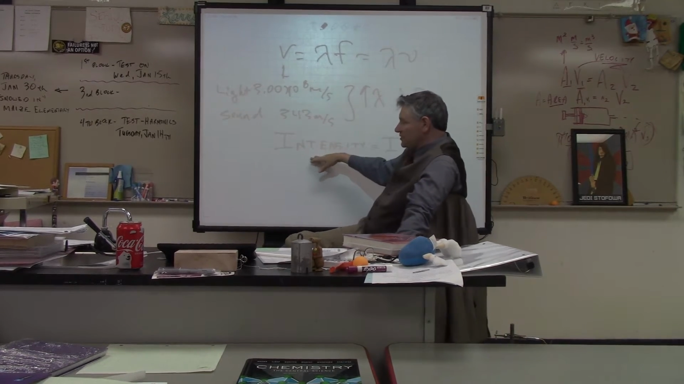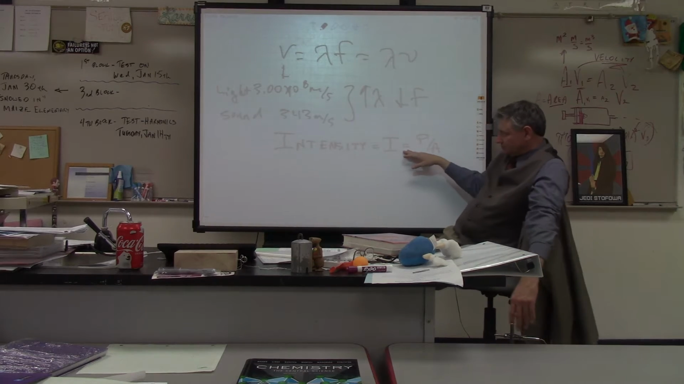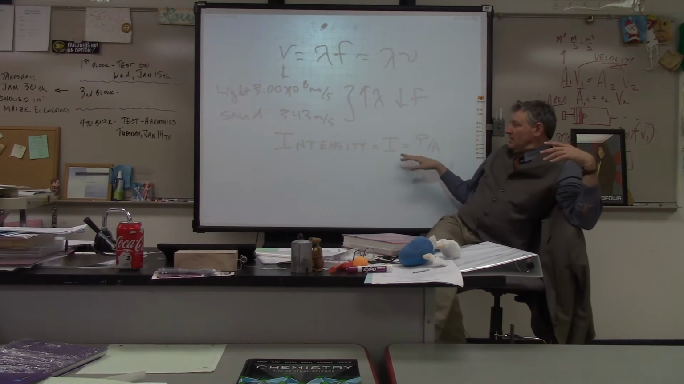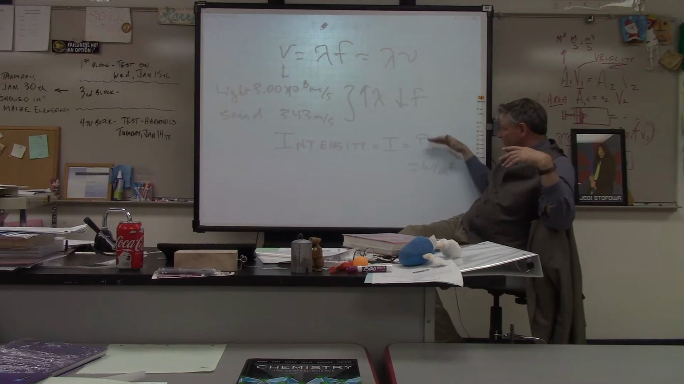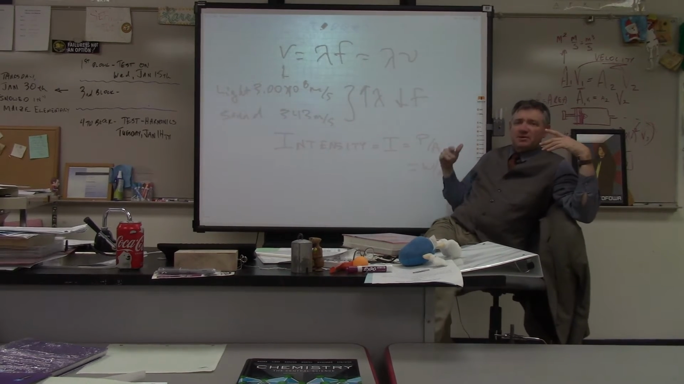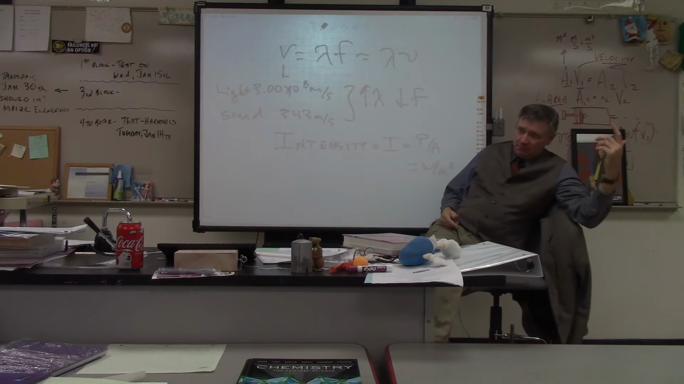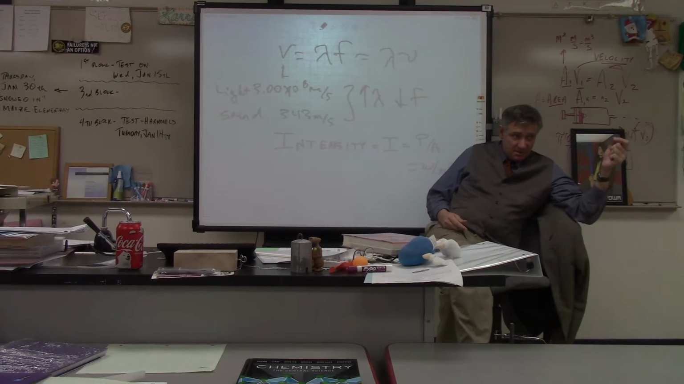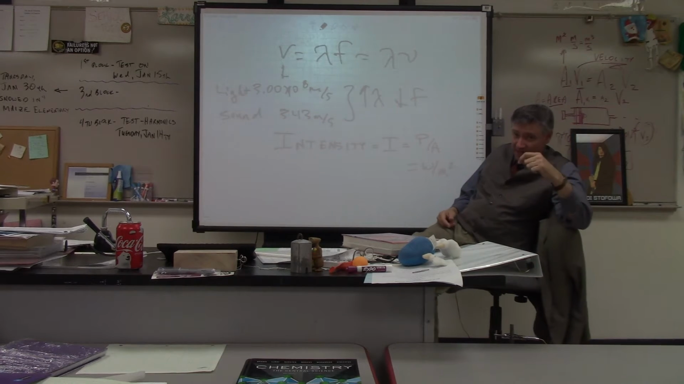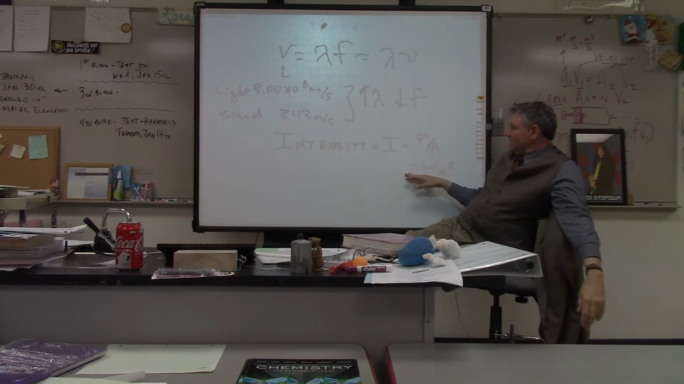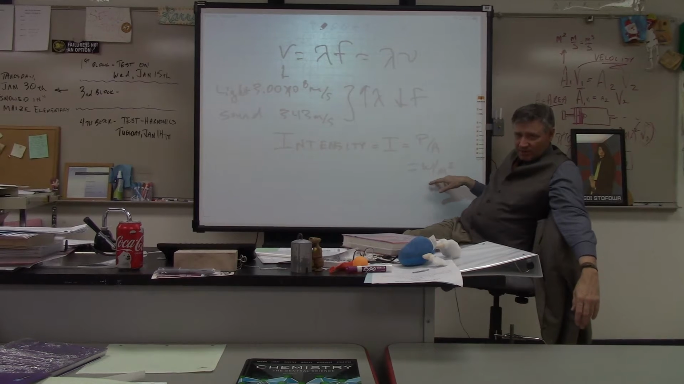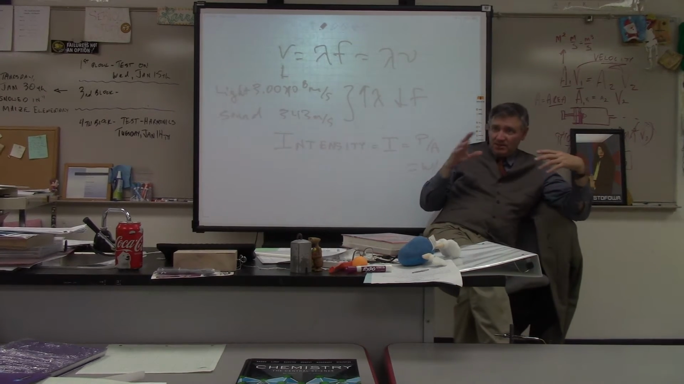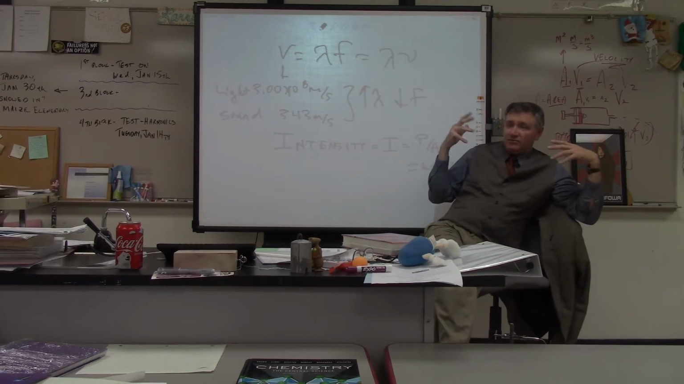Now, here's something new that we need to introduce, and this is the concept of intensity. Intensity is power divided by area. Remember, power is measured in watts, which is technically joules per second, because it's work divided by time. So intensity is watts per square meter. This is important in terms of radio signals, in terms of light, whatever it is.